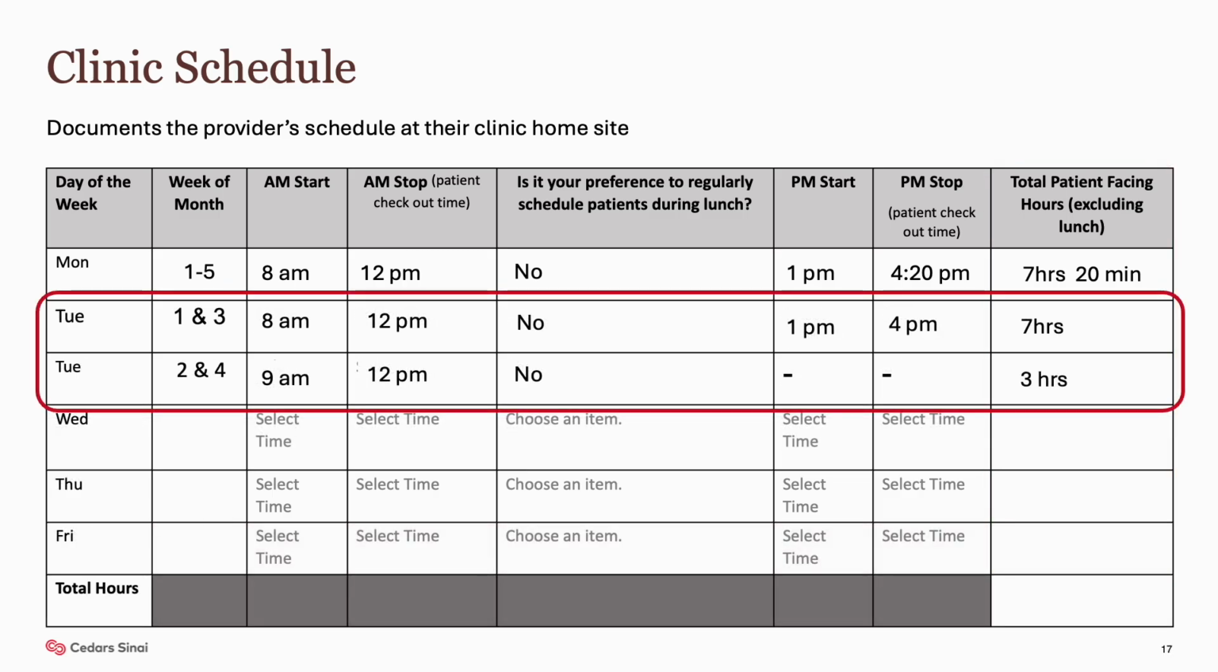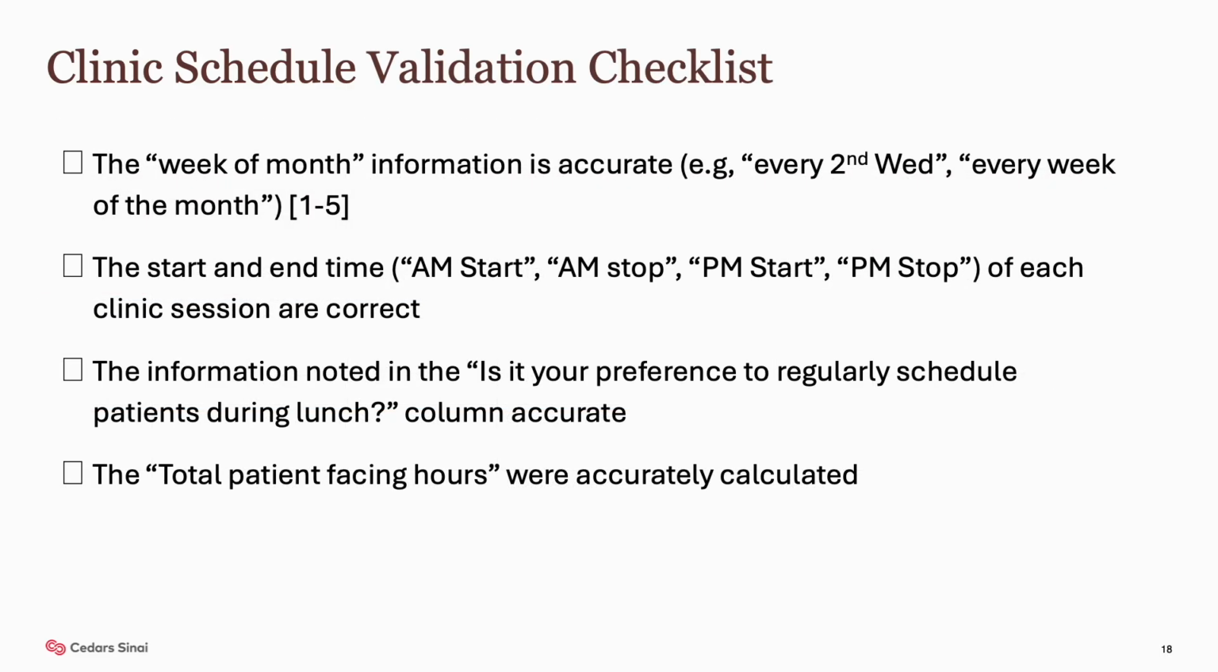In the event that the provider works different hours on different weeks for the same day, an additional line must be added to document this. As you see here, the provider works the first and third Tuesday seeing patients in the AM and PM sessions, but on the second and fourth Tuesday, they only see patients in the AM session. That completes the clinic schedule section.